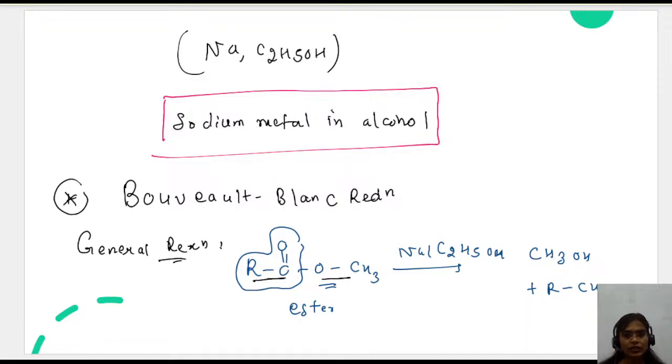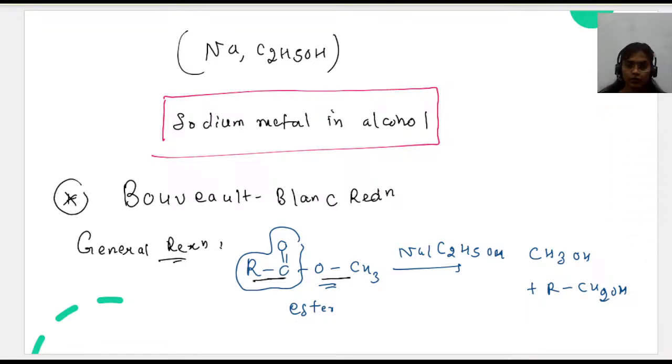Okay, I hope it's visible now. So this is the Bouveault-Blanc reduction there. Okay, so this is all for the reduction. So let's continue further.